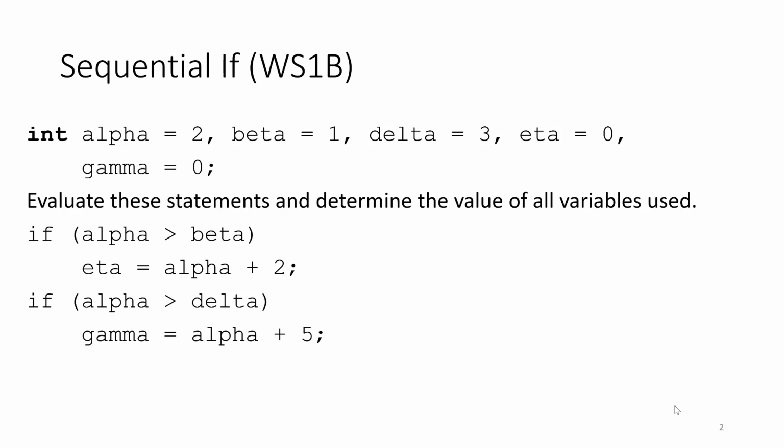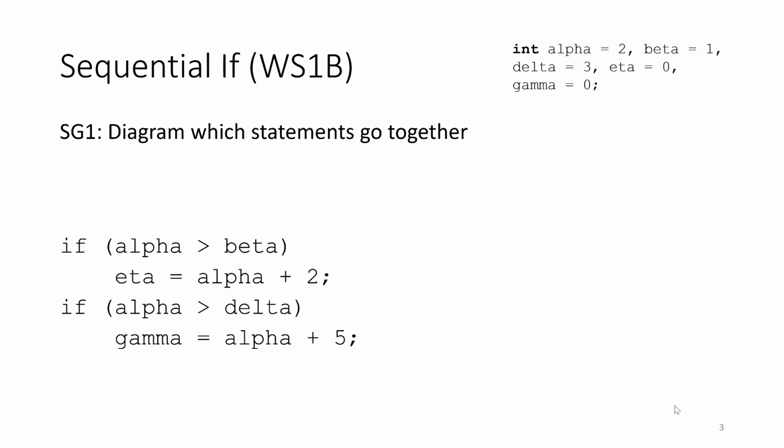First, there are a number of variables declared, then the instructions to evaluate the statements and determine the value of the variables used. The Java statements are: if alpha is greater than beta, then eta is assigned the value alpha plus 2. If alpha is greater than delta, gamma is assigned the value alpha plus 5.